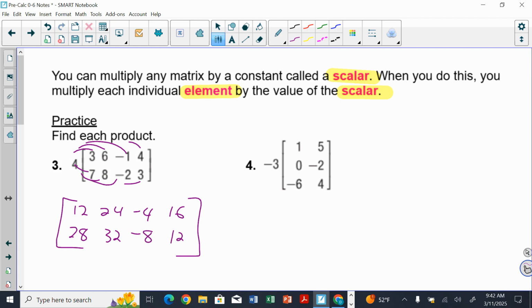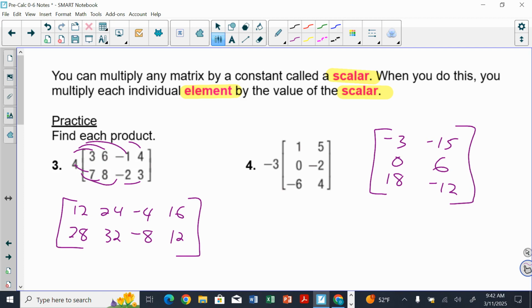How about number 4 here? Should be pretty simple as well. -3 by all of those numbers. So we'd have -3, -15, 0 and 6, and then 18 and -12.